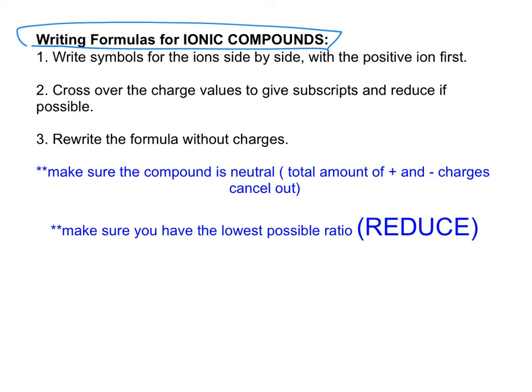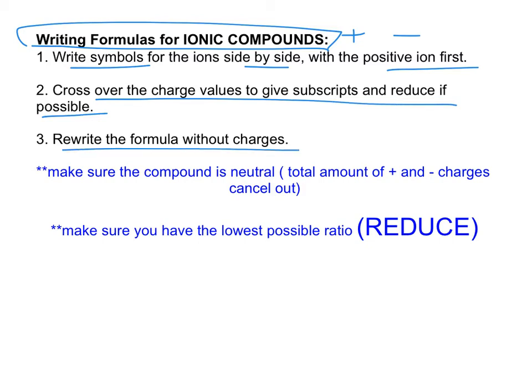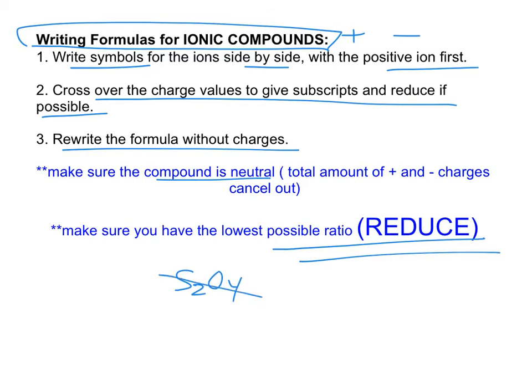So for writing an ionic compound, you're going to need ions. You're going to need to have charges. And so it says write the symbols and put their charge next to them, the positive ion first. We're going to cross over them so that they're balanced. Rewrite the formula without charges. Make sure that the compound is neutral. Make sure that you are in the lowest possible ratio. So you reduce, which is very different than covalent, where you could have S2O4 and you are done. You're going to see a reduction of subscripts for ionic.